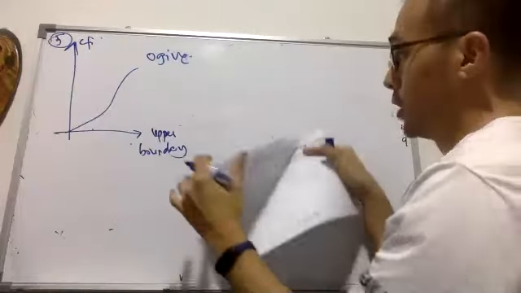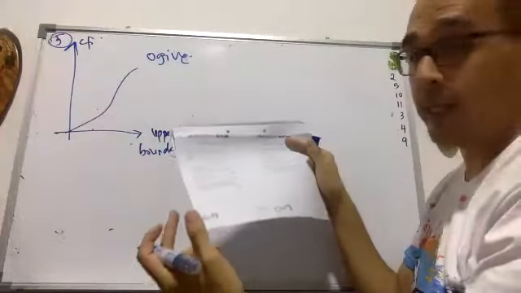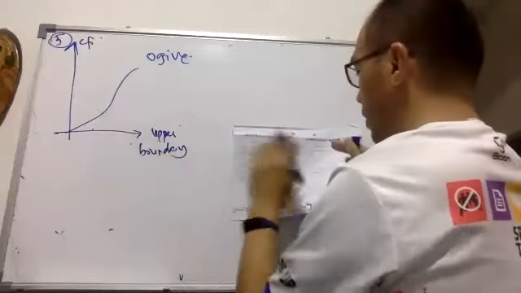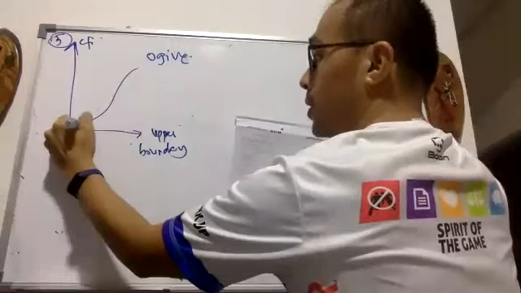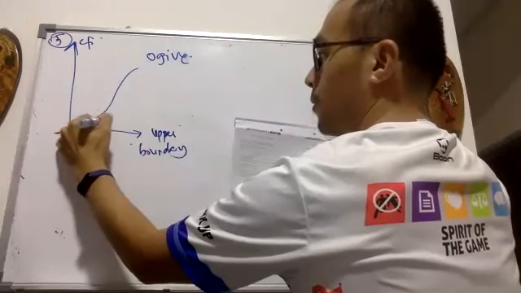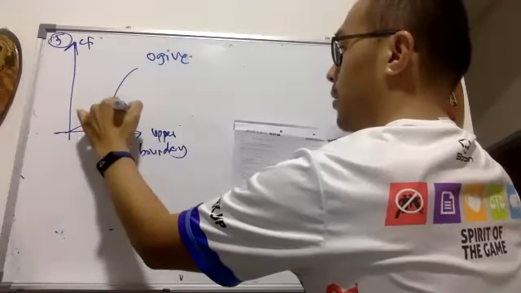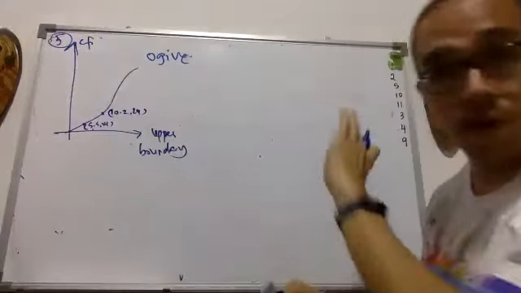Okay, so the OG, and then you're given these different points. And take a look at the axis. One is cumulative frequency, one is upper boundary. So if I give you the points, the first one is 5.5 and 14. Okay, second one is 10.5 and 24, and so on and so forth.